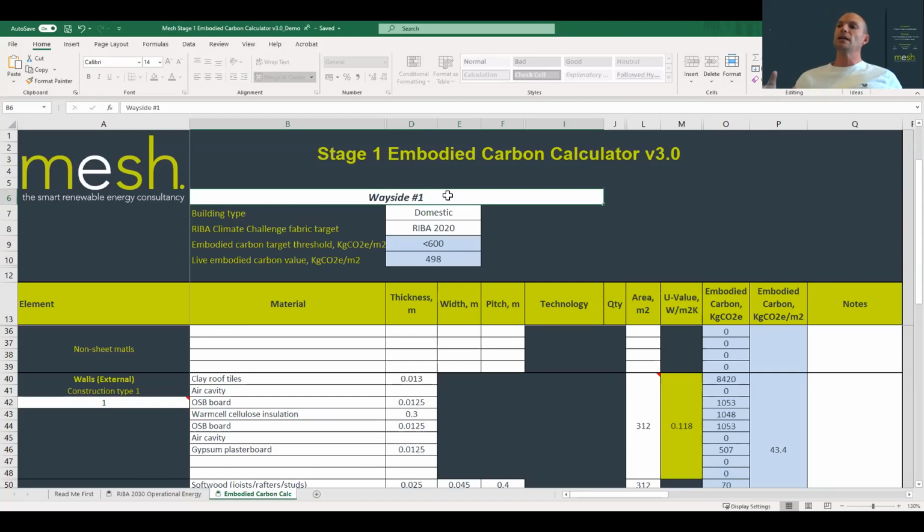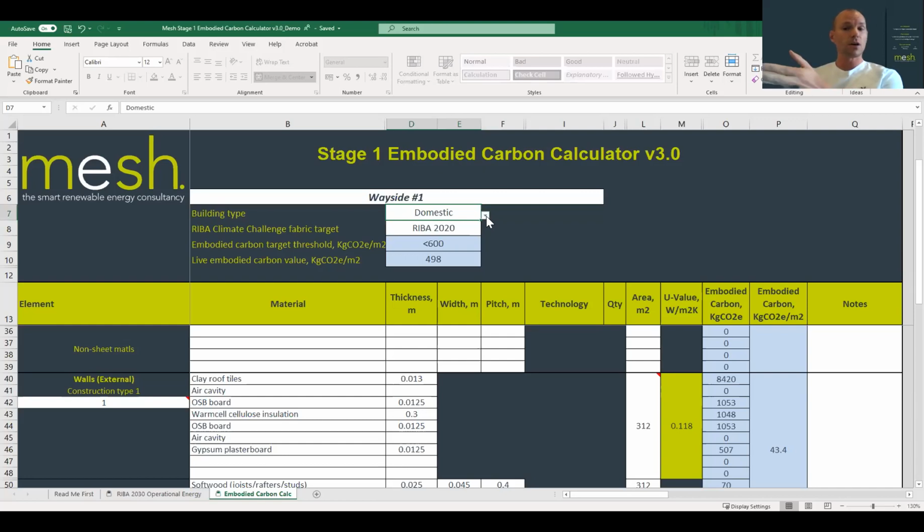And generally speaking, white cells you can put information into. Blue cells are output cells, so they give you a result. And generally that's the rules of the game. We have put some notes in against these various cells, so you can have a look at those notes just to help you along the way. But as we work down here, once you've named the project that you're working on, this is a fairly fundamental change of this calculator.